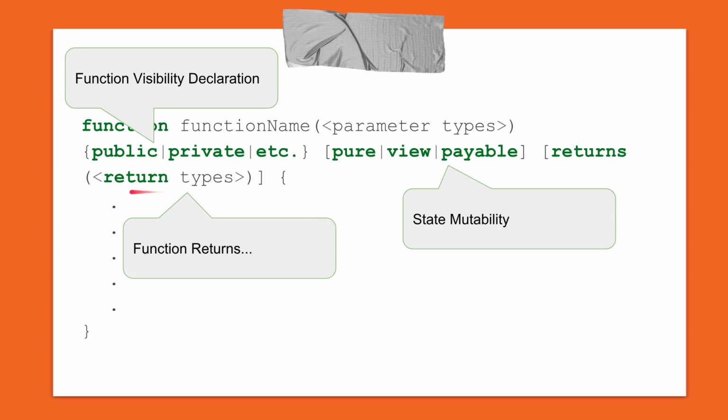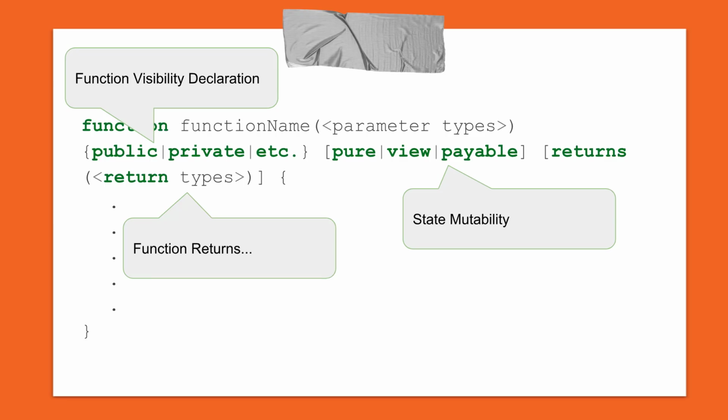And in order to return some variables from a function, at the end we should add the keyword returns and in brackets the type of variables that we want to return. Here we can return more than one variable, so keep that in mind.